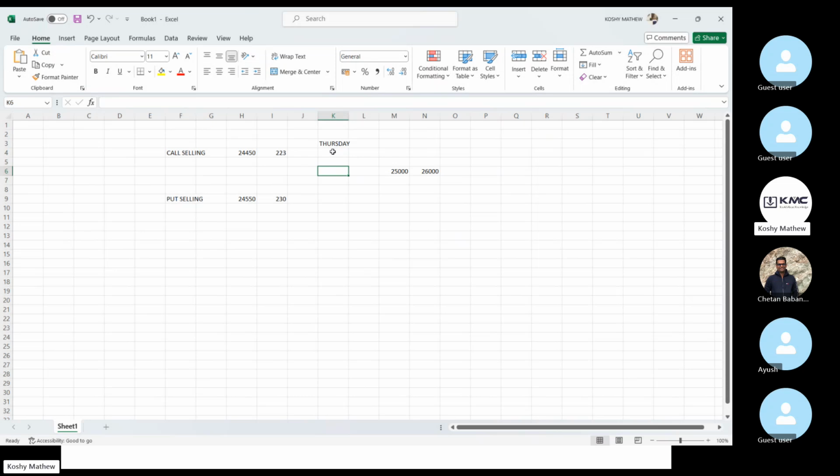Apologies. Call selling means you are expecting the market to go down. Nobody pointed that out. So call selling means expecting the market to go down, so I have to add the premium, right? So 24,450 plus 220. The seller is expecting Nifty will not go up beyond 24,450, and the maximum premium collected is 224.